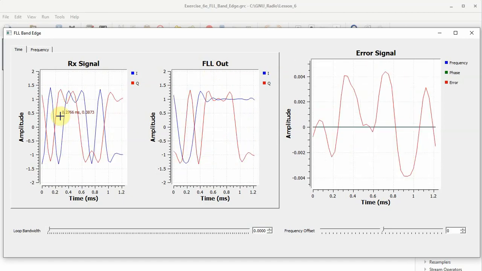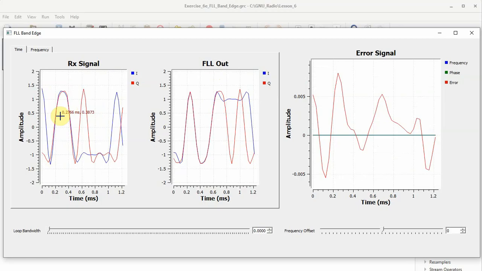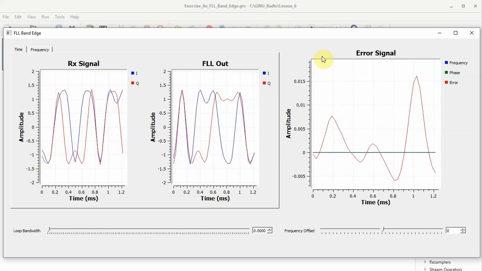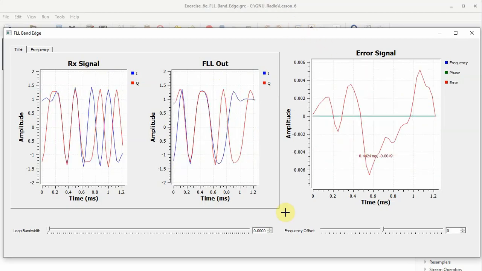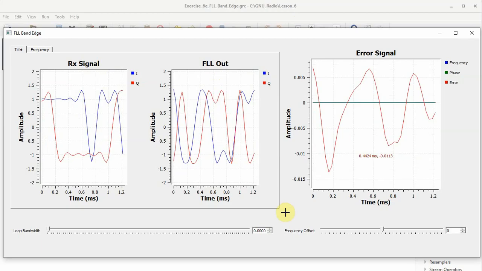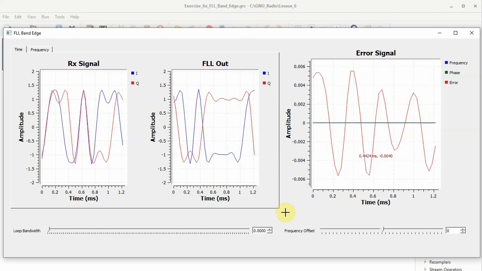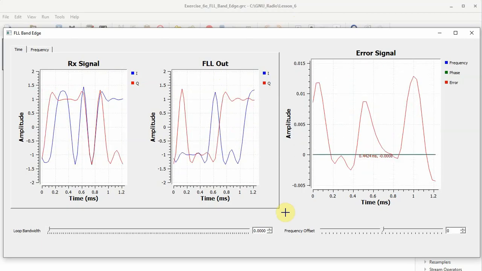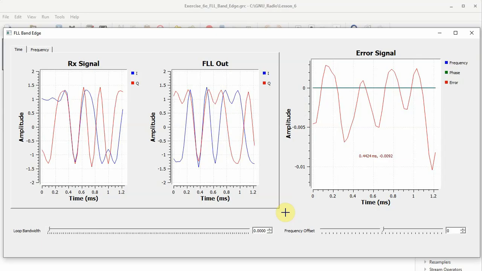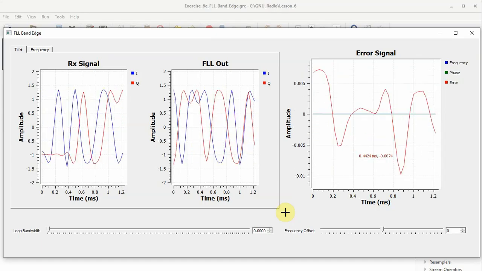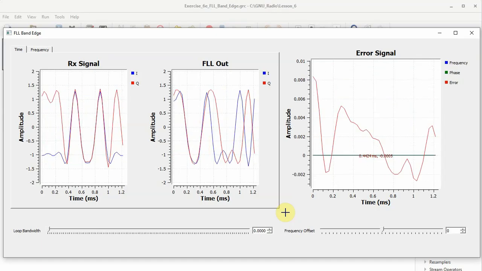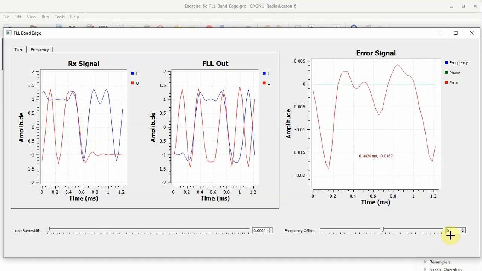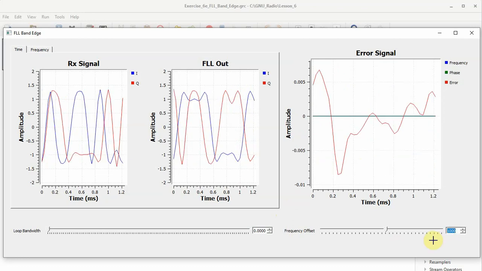Remember that this is not a raised cosine pulse shaped output, this is a root raised cosine pulse shape, because the operation of a band edge frequency error detector occurs at a rate of samples per symbol, in this case 4 samples per symbol. That basically is before the matched filtering is implemented. Let us introduce a frequency offset now.